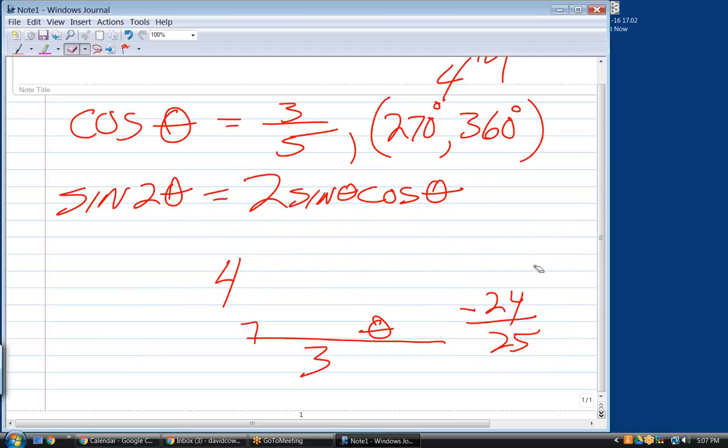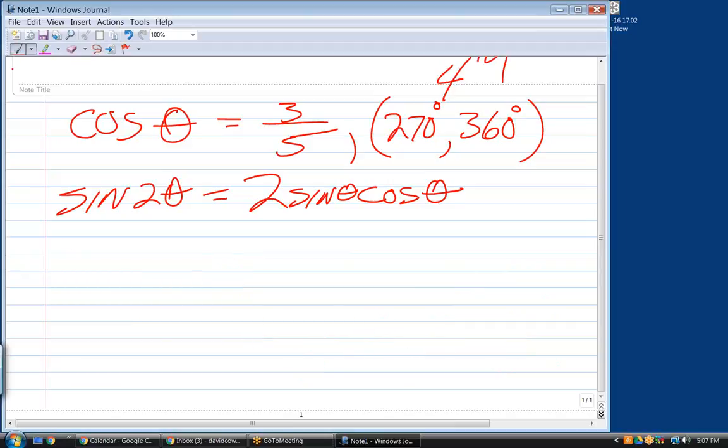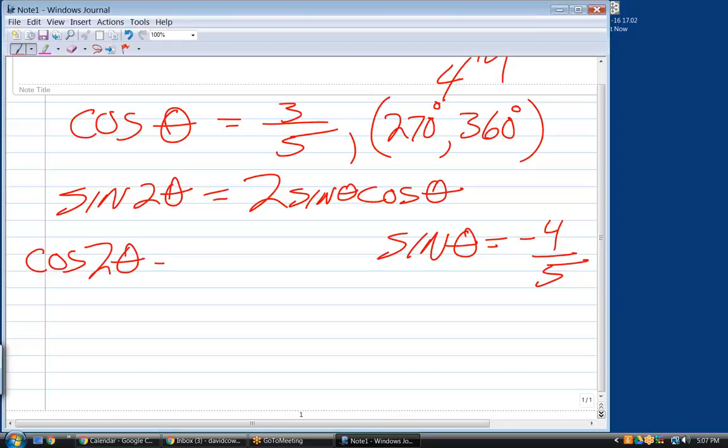Okay, now, what did we say the sine of theta was? We said the sine of theta was minus 4/5. Yes. So let's talk about the cosine of 2 theta that they want to know. That would be 2 cosine theta times sine theta. No, there's actually 3 identities for cosine of 2 theta.